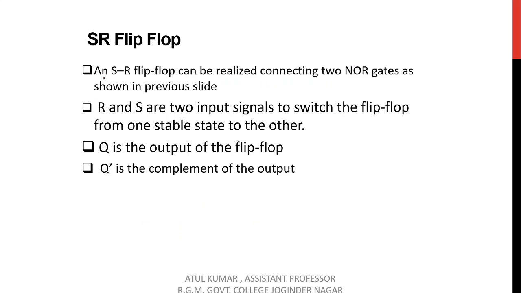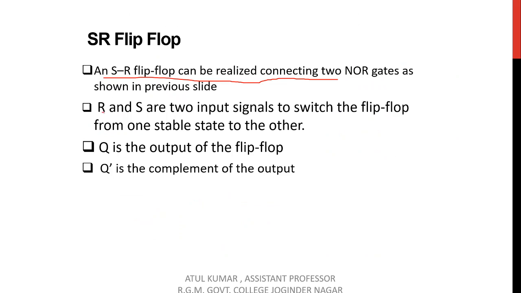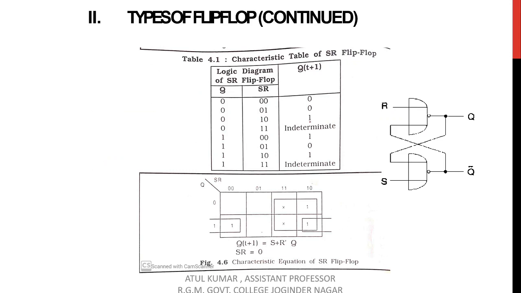The SR flip-flop can be realized by connecting two NOR gates as shown here in the previous slide. This one is the first NOR gate and this one is the second NOR gate. R and S are the two input signals in the case of the SR flip-flop. Q is the output of the flip-flop and Q dash is the complement of the output. This one is the characteristic table or truth table for the SR flip-flop, and this one is the characteristic or K-map for the SR flip-flop. I will generate this characteristic table in the next slide.